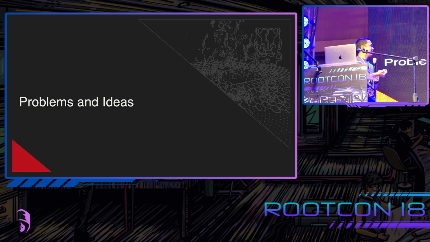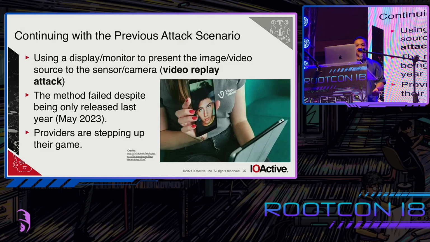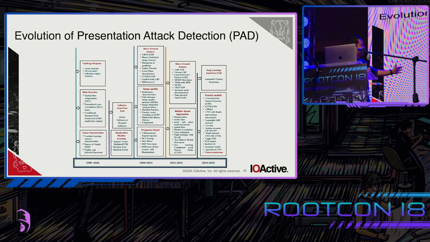So what's the problem with those approaches? The approach that I presented a while ago is called a video replay attack, wherein the user's pre-recorded video is presented through a display or a monitor. This was effective until 2023, and it has now been detected, and identity providers are catching up. As you can see here, this is the timeline of the different detections employed to detect presentation attacks, and it has grown significantly.